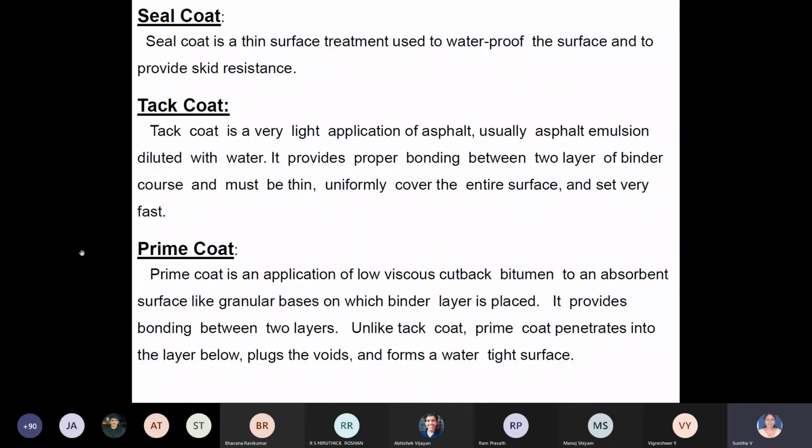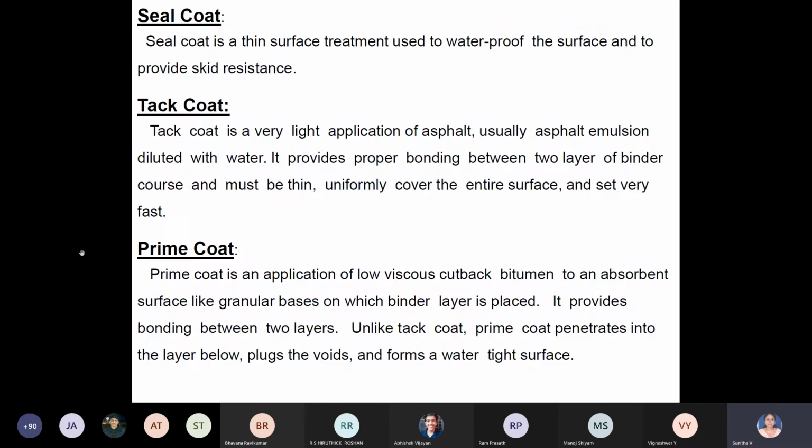This provides a bonding between your base course and the bituminous layers. So unlike the tack coat, the prime coat will penetrate into the layer below. Tack coat is provided over the existing bituminous surface, while prime coat is provided over the granular surface. So the prime coat will penetrate into the granular layer, plug the voids, and form a watertight surface.